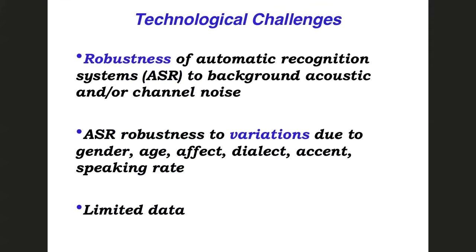So again, what are the challenges, for example, for classification in general speech? One is background noise, whether it's acoustic noise or channel noise. Let's say you're talking to somebody on a cell phone and packets get dropped in a bad reception area. And so there is this effect. Obviously, if you have a machine trying to recognize speech, that's a difficult problem. And also, as I said, robustness to variations due to gender, age, affect, etc., and limited data.